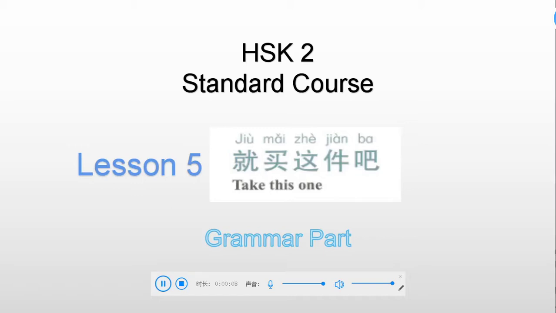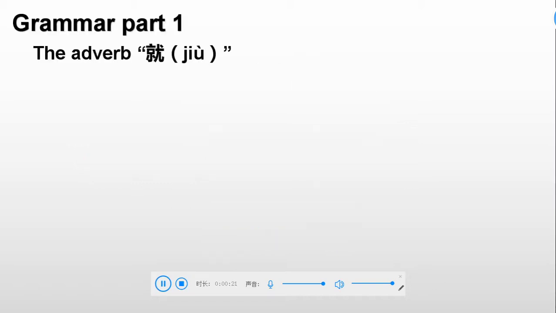So today we will look at the grammar part, and in today's class we will just focus on two grammar parts, and I'm gonna tell you first that they are super easy for you. So now let's just get right into it. Now we look at grammar part 1, the adverb 就. As we learned this word before, 就 is used to indicate a resolution or a conclusion. So in today's class, we will look at the explanation on how to use this word in some situations.